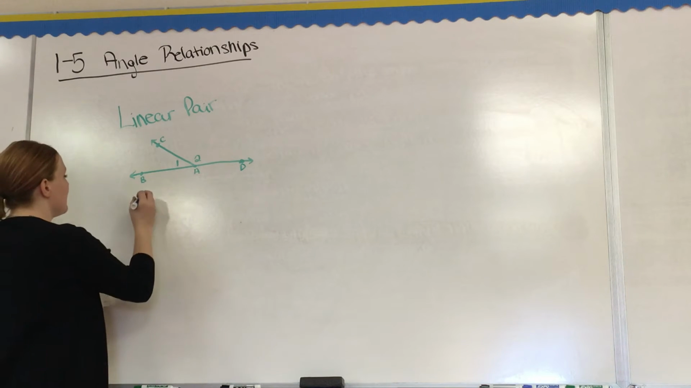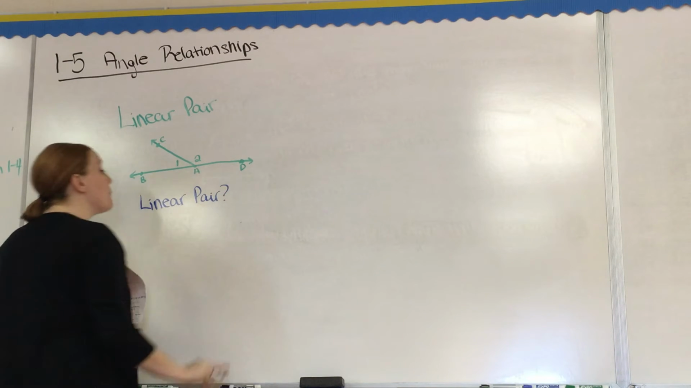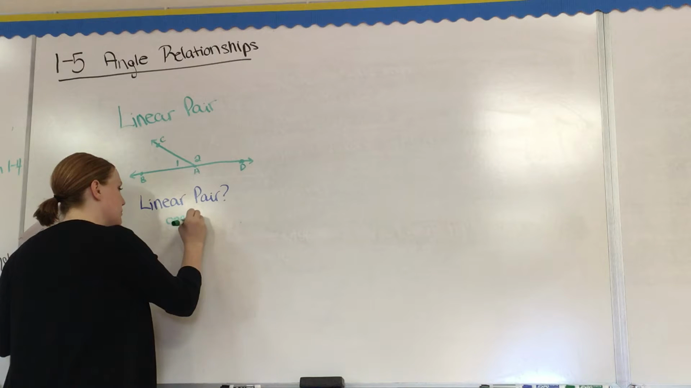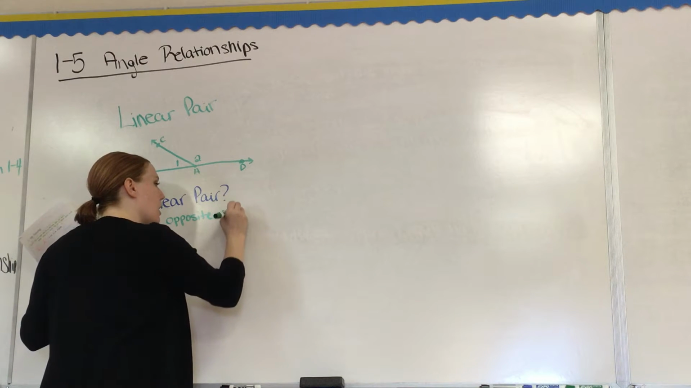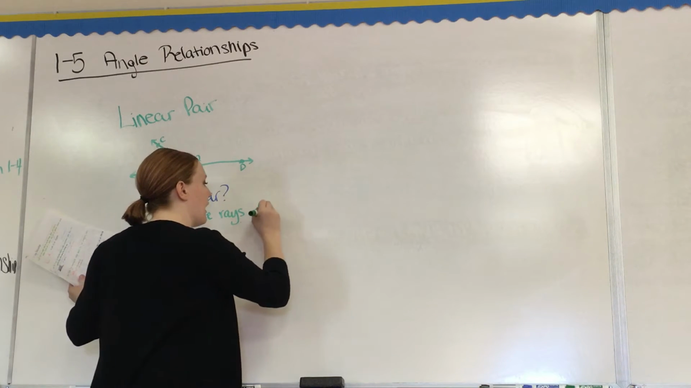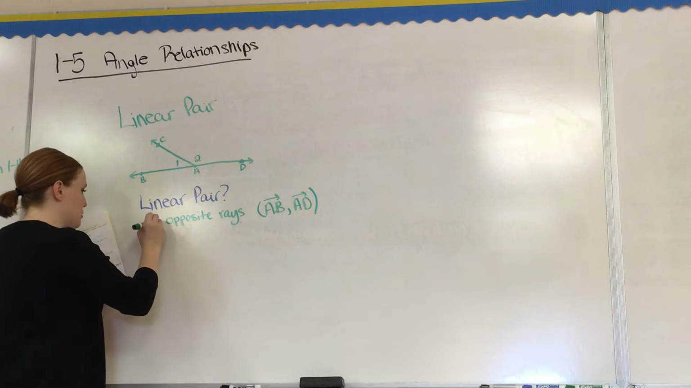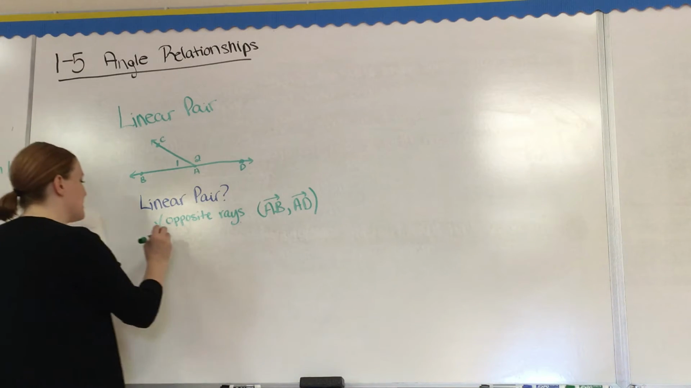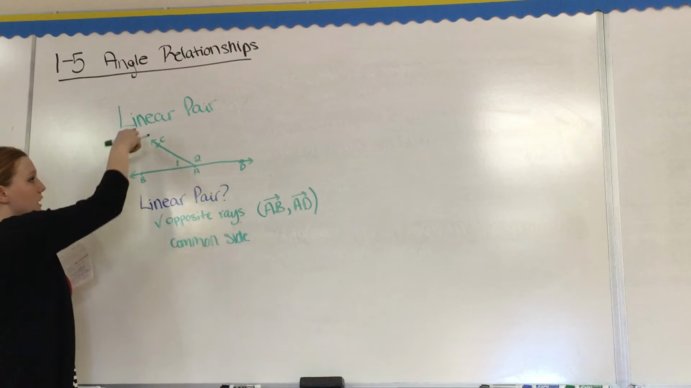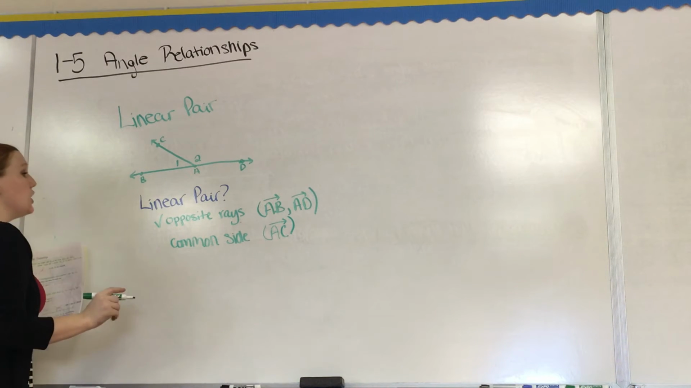So we want to see if this is a linear pair. Let's go through our checklist. What are the checklists for a linear pair? Opposite rays. For the non-common side, so the opposite rays, we have AB and AD. So that's a check. We do have opposite rays. Woohoo! So then do we have a common side? It needs to be adjacent, so we have to have a common side. Guess what? AC is a common side, so that is a check.